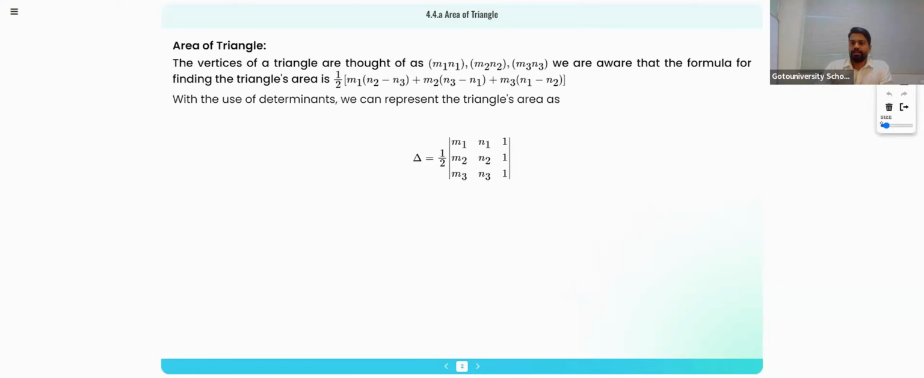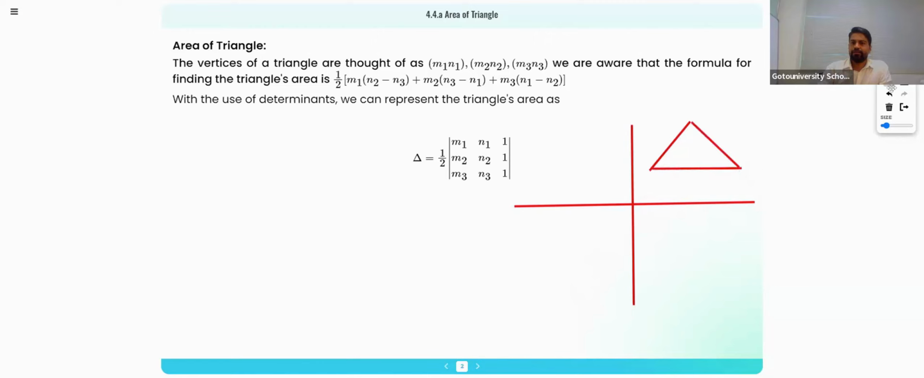Let us assume there is a triangle in a coordinate plane, in an XY plane. Now I'm going to have a triangle here, and I'm going to write the coordinates of the triangle: x1, y1, x2, y2, and x3, y3. We are going to find the area of the triangle whose coordinates are x1, y1, x2, y2, x3, y3 with the concept of determinants.